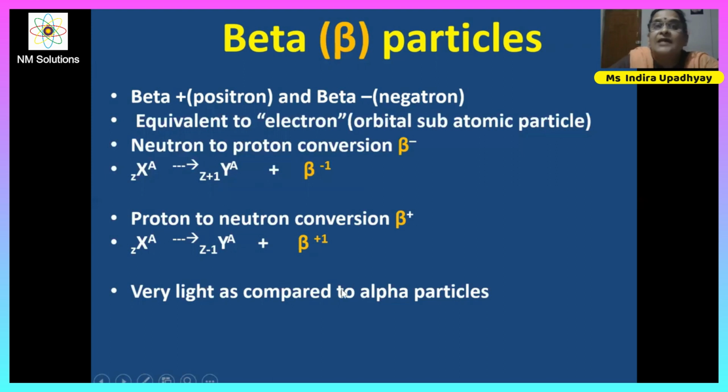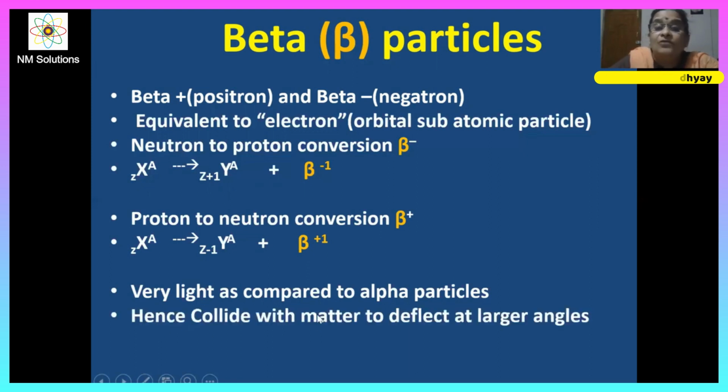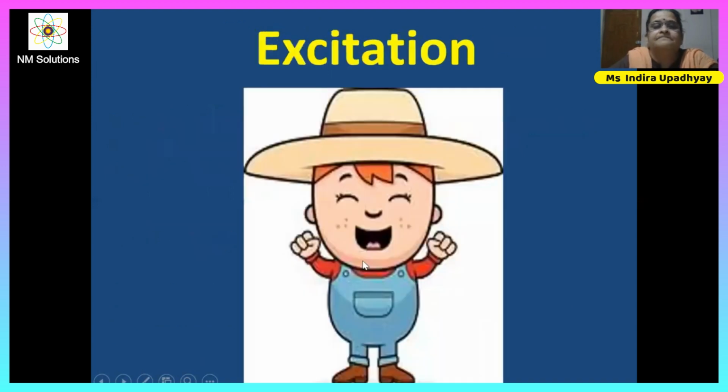Now, they are very light as compared to alpha particles, and their mass is negligible. Because of this, they will collide with the matter and deflect at large angles. They follow a tortuous path, and their energies are very variable. They are not only discrete energies; it's a continuous spectrum of beta energy particles.